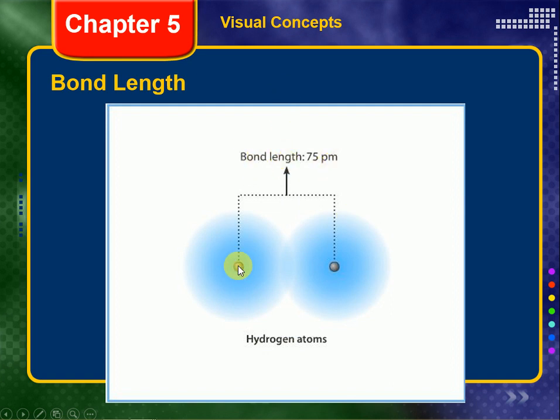Again, the bond length is determined by the distance between the two nuclei that are bonded together, and bond length helps you determine atomic radius. Atomic radius is half the bond length, just this distance, half the bond length.